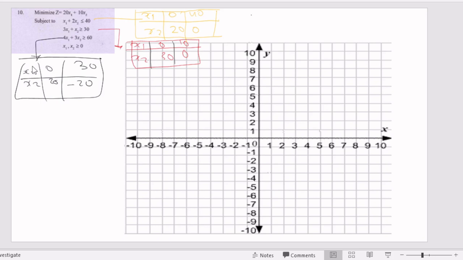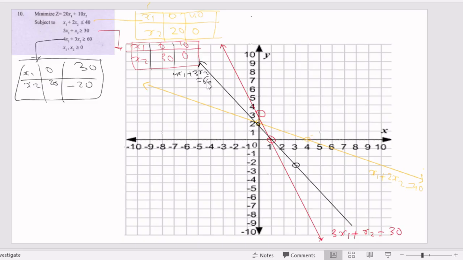We have to plot those coordinates on this graph paper. Let's check the first line, that is the orange line. The orange line says x1 0 and x2 20, so here it will be this point. Similarly, x1 40 and x2 0, so this point. Let's join these two points together to get the line. I have plotted this line and written the name of this equation, x1 plus 2x2 equal to 40. Similarly, we have to draw the other two lines using those coordinate points. I've drawn all three lines using those coordinate points.